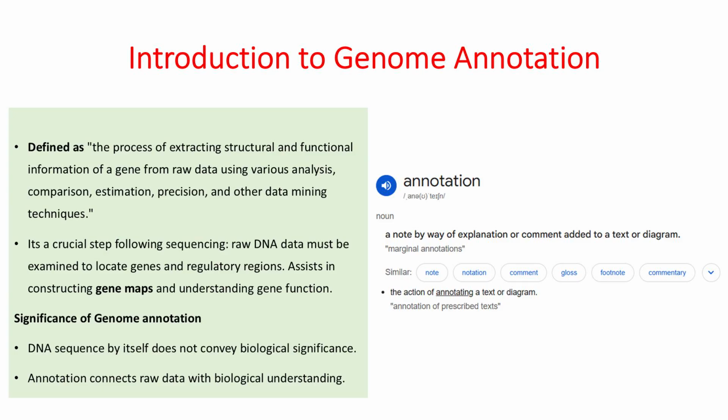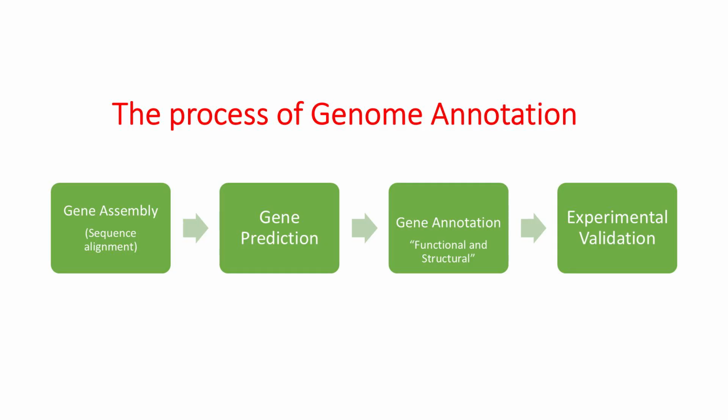Genome annotation involves extracting structural and functional information from raw DNA data. It's crucial for understanding gene maps and regulatory regions, connecting raw data with biological significance. The genome annotation process includes gene assembly, prediction, annotation, and experimental validation, each step building on the last to ensure accuracy.